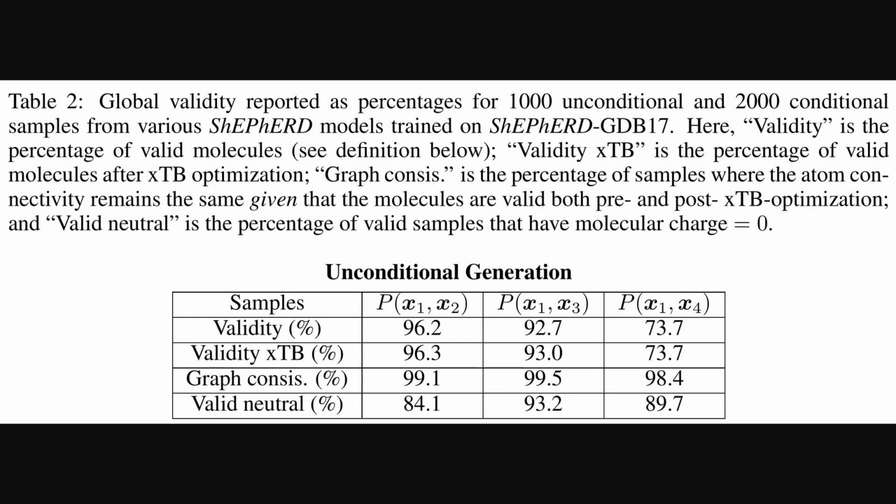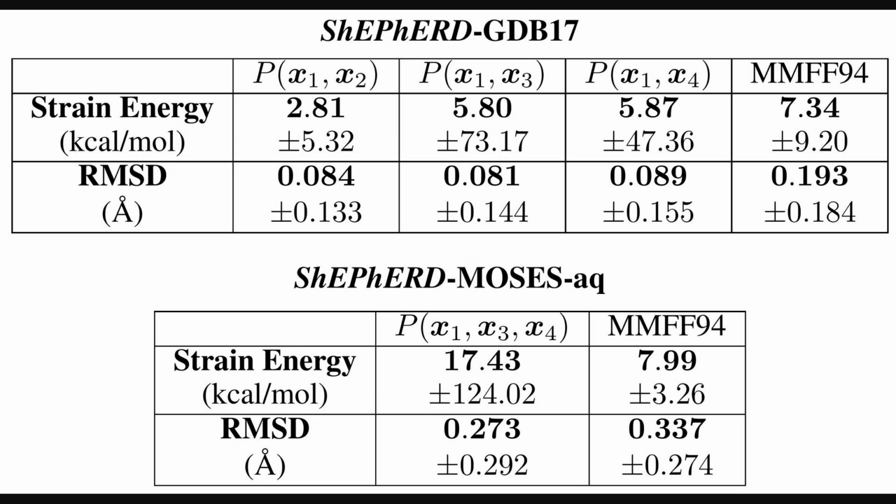Okay, so beyond those specific applications we just saw, Table 2 here gives us a sense of the fundamental quality. It's looking at the validity of molecules generated unconditionally, things like the percentage of chemically valid structures, how many stay valid after optimization, graph consistency, and neutrality. Well, the numbers generally look quite high, suggesting the model reliably produces plausible molecular structures, which is obviously foundational for those downstream tasks.